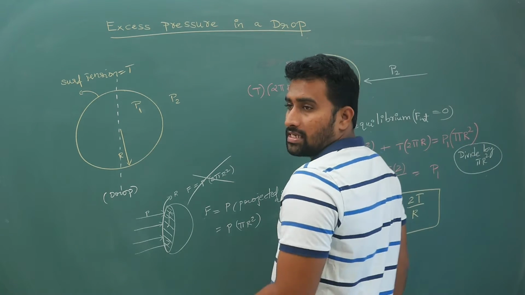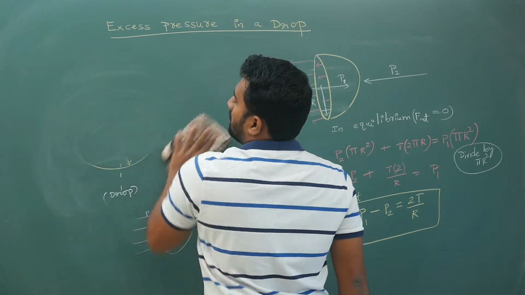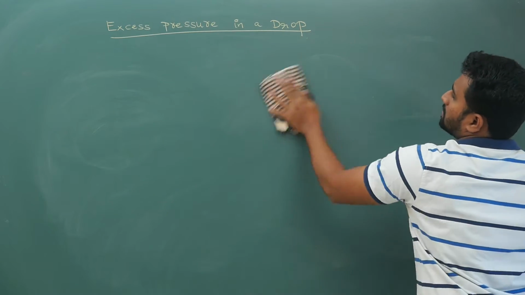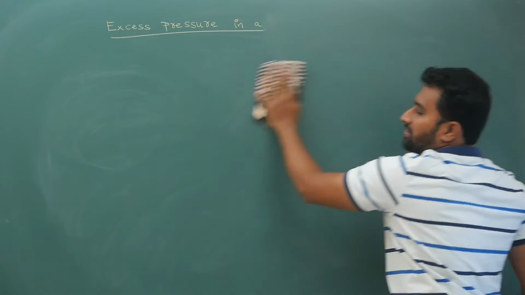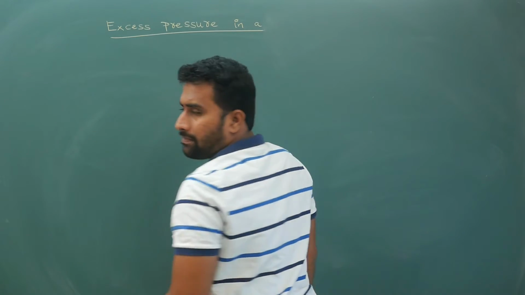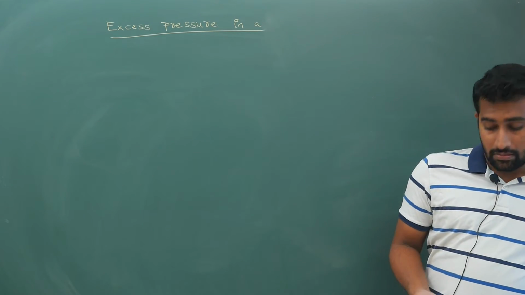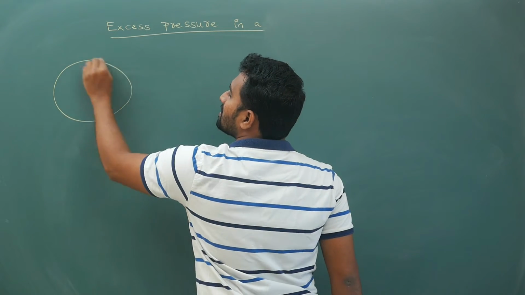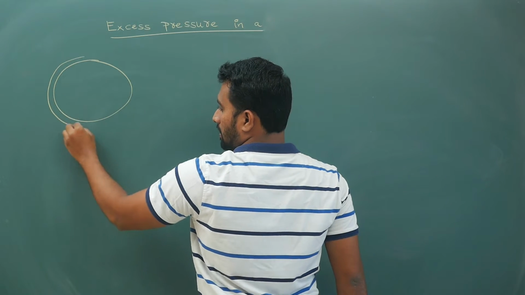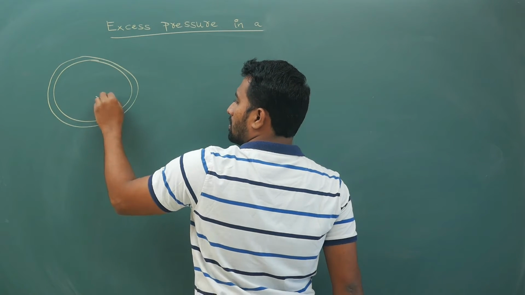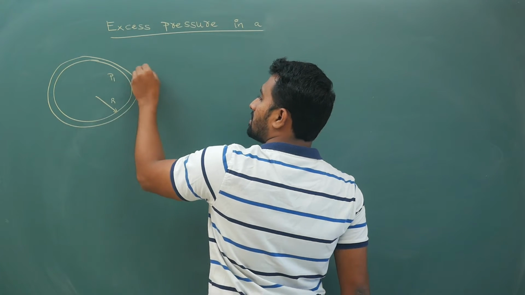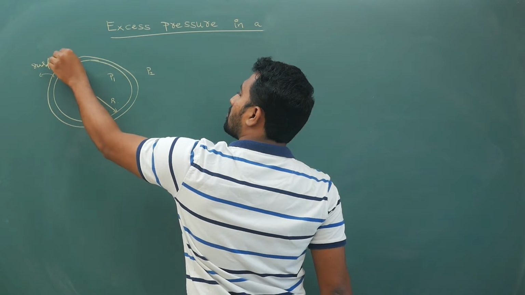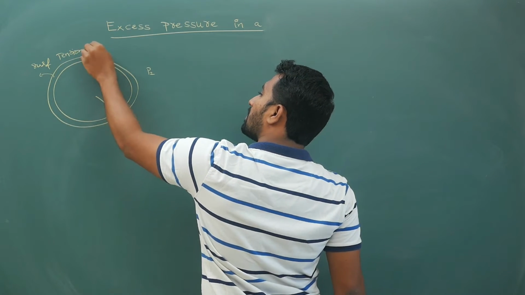Next is your excess pressure in a bubble. So what is this bubble? I will tell you. A drop is different, a bubble is different. In a drop, everywhere inside the liquid is the same. A bubble is different. So observe carefully. Your bubble is indirectly a kind of double layer like this. Radius r, pressure here is P1, pressure here is P2, surface tension is T. Surface tension is a property of that particular liquid.